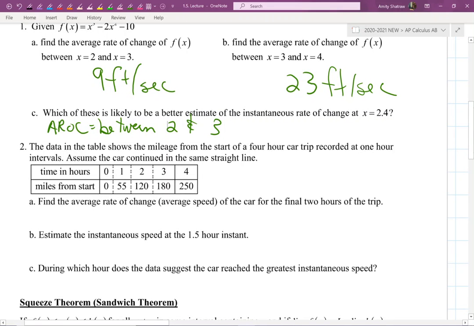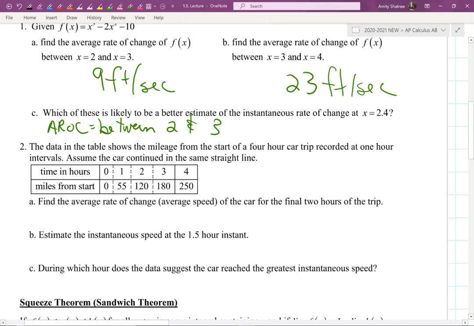And it says the data in the table shows the mileage from the start of a 4-hour car trip recorded at 1 hour intervals, and assume that the car continued in the same straight line. So I've got my time in hours and I've got my miles from the start. So when you're first starting things, let's say it's a brand new car, I'm driving it right out of the factory. There were no miles on the odometer.